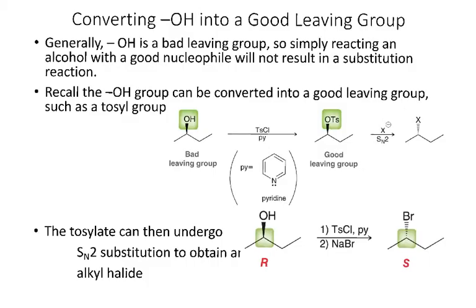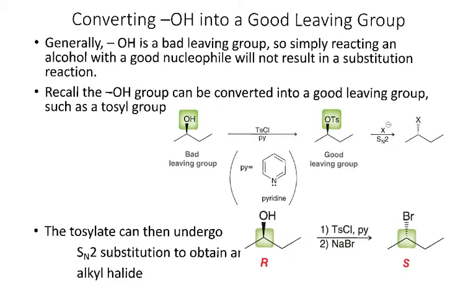Okay, in this section we're looking at substitution reactions involving alcohols. I would say about half of these are review from Orgo 1, and then we'll also learn a couple new reactions. Alright, so if you remember from Orgo 1, OH is generally a bad leaving group.